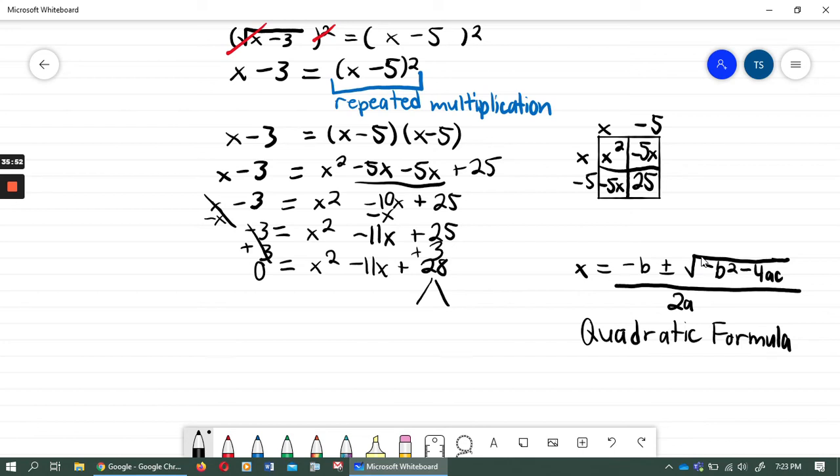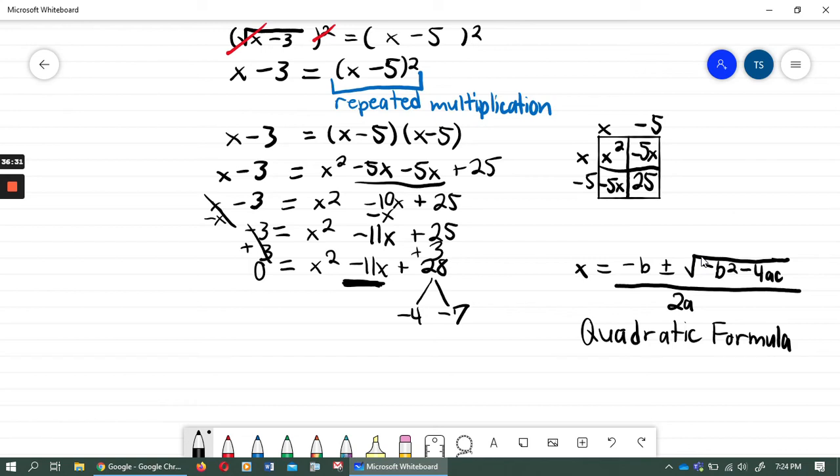So we need to find two factors of C, the constant term, two factors of 28, that will add to give us the linear coefficient, negative 11. So two numbers that multiply to give us positive 28 but add to give us negative 11 are negative 4 and negative 7.